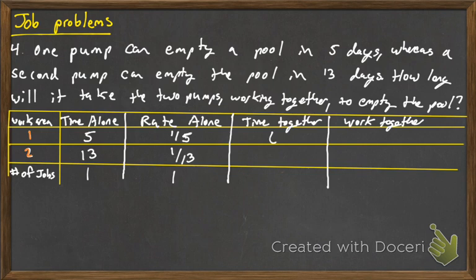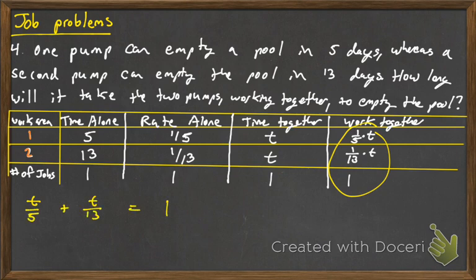They're going to be working together the entire time, so we'll call that T. And so rate times time, 1/5 times T, 1/13 times T is going to equal 1 job. And on that far column on the right, that's actually going to be our equation there. So we have T over 5 plus T over 13, and that's going to be equal to 1. Just like the other ones, we're going to clear the fraction. So the LCD of 5 and 13 is going to be 65. So we're going to multiply everything by 65 or 65 over 1, depending on if it's a fraction or not.